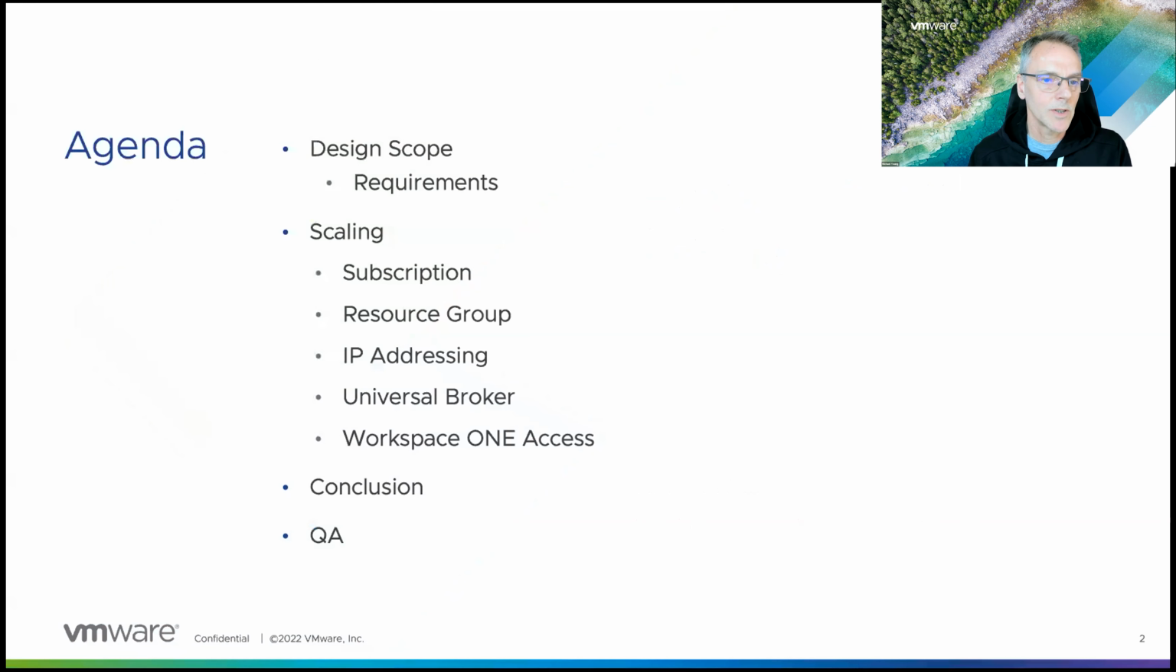I've put a small agenda together, covering what the customer requirements were and how we needed to go about thinking of a scaling approach. What were the elements we needed to consider? I've listed those out here in terms of the subscription, resource groups, IP addressing, and so forth. You can ask questions during the presentation, but I've allowed a little bit of time at the end for Q&A should you want to delve deeper into certain aspects.